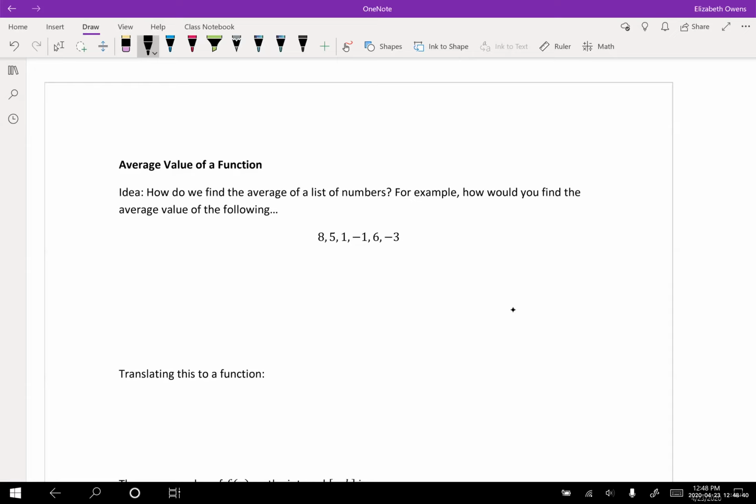Yeah, let's see Brandon there. Yeah, add them together, then divide by how many numbers you added. Perfect. That's exactly what you would do. So you would add them together, and divide by the number of numbers.